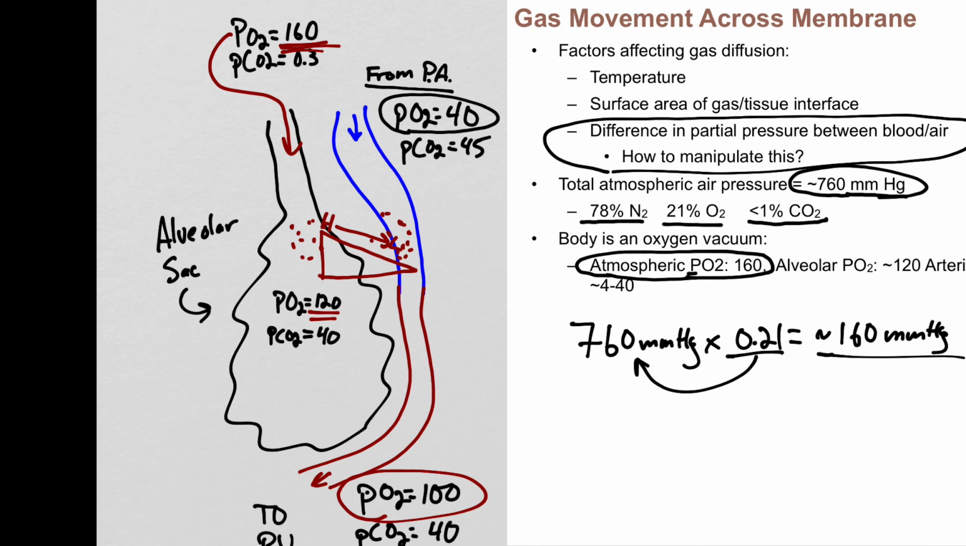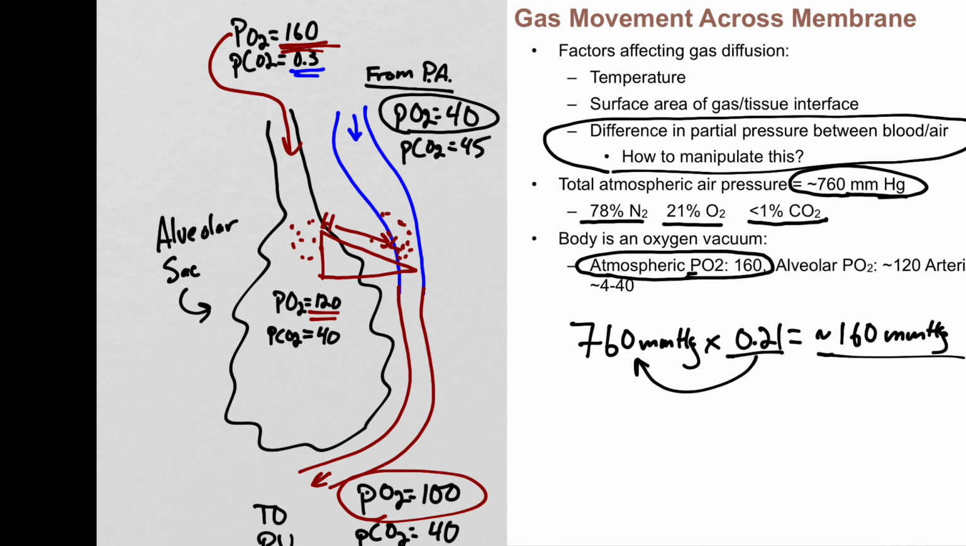The same exact thing works in reverse for CO2. CO2 is incredibly low in the atmosphere, less than 1%. And in the lungs, it's relatively high. The reason for that is your tissues, your entire body, your organs are making CO2 as a waste product. And I know the numbers seem like they're really close together.